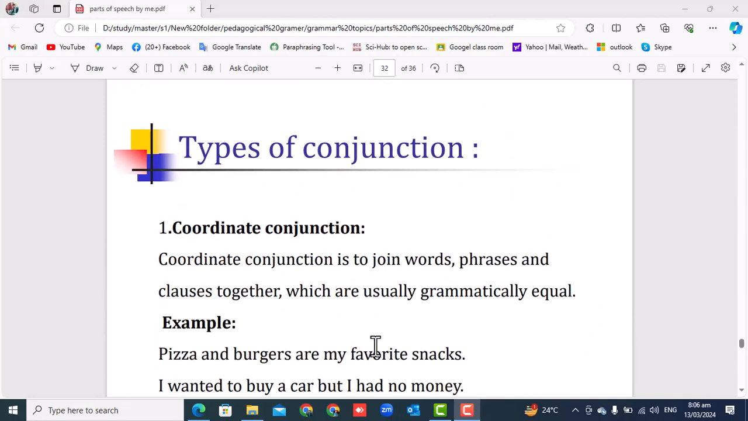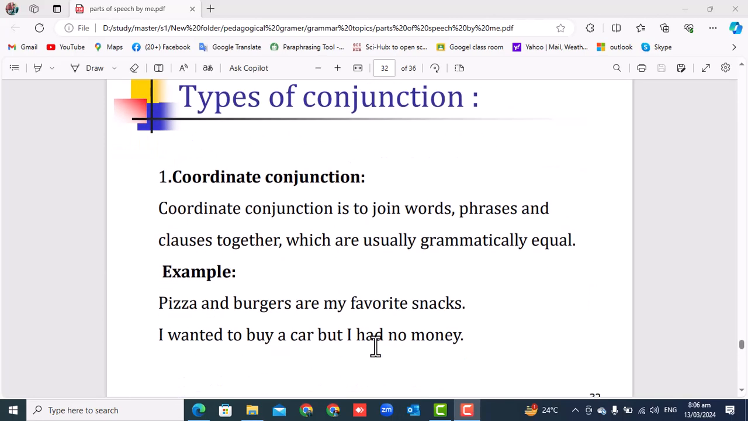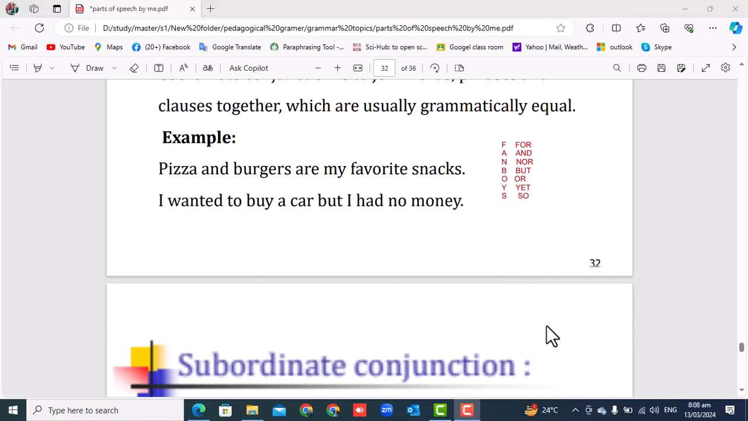Coordinate conjunctions are like FANBOYS. FANBOYS stands for: F for for, A for and, N for nor, B for but, O for or, Y for yet, and S for so. So these are all coordinate conjunctions, used to join coordinate clauses together.